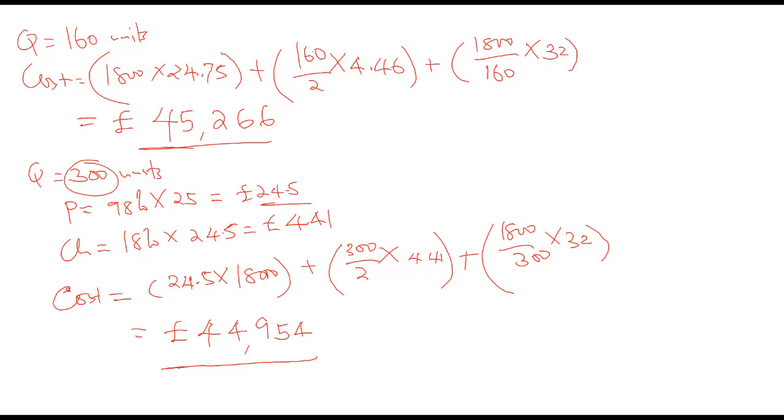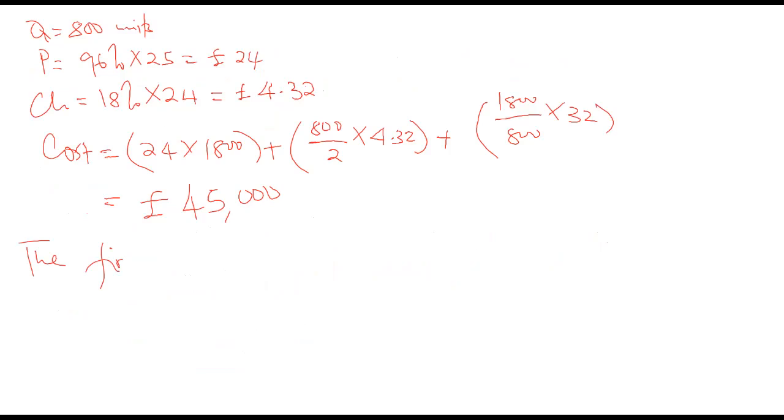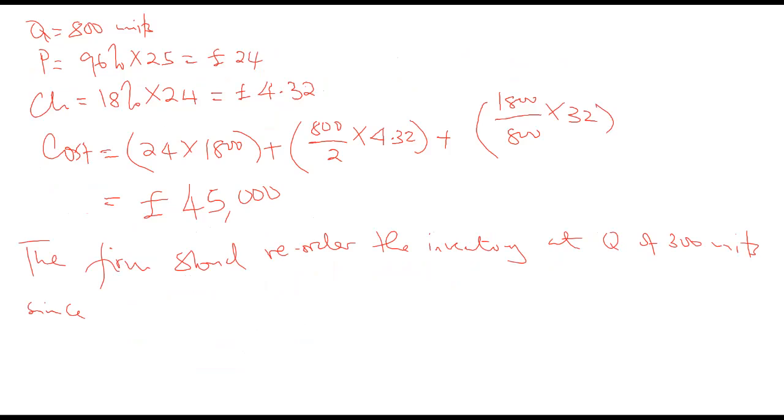Therefore, let's advise the management. The company should reorder inventory in quantities of 300 units, since at that reorder quantity the inventory cost is at the minimum, or at the lowest point. And that is it.